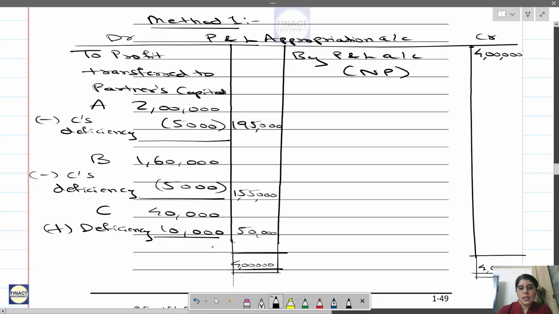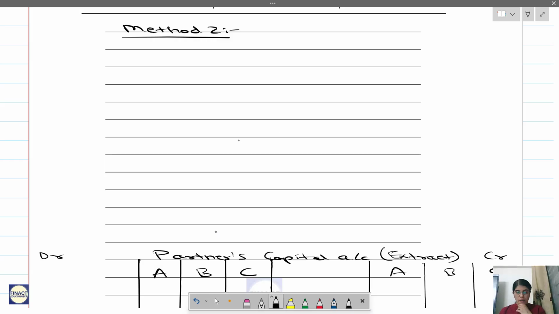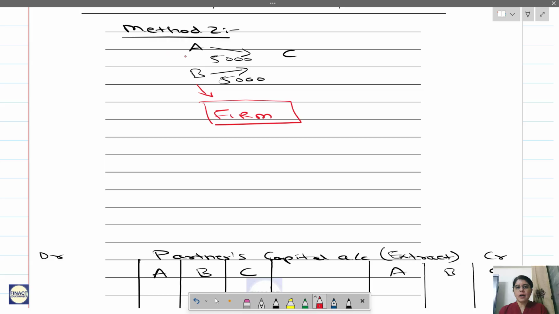Now let us go to method 2 over here. Okay, method 2. So in method 2, what are we doing? Again the same thing, right? A and B are giving 5,000 each to C. But what are we going to do? As a firm, we are going to act as a mediator. So what will the firm do? The firm will take 5,000 from A and B, take 5,000 each and give it to C. How much? 10,000.